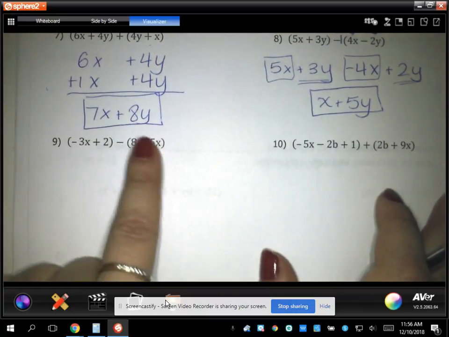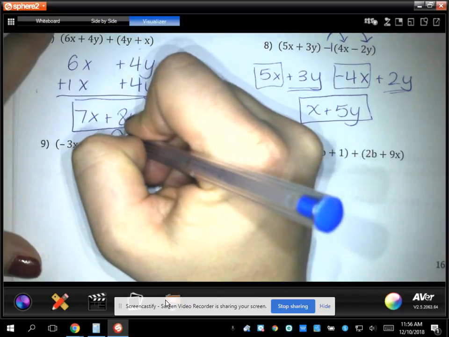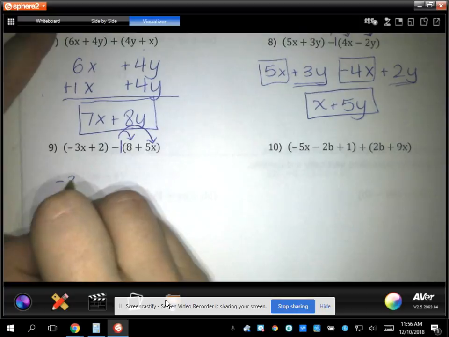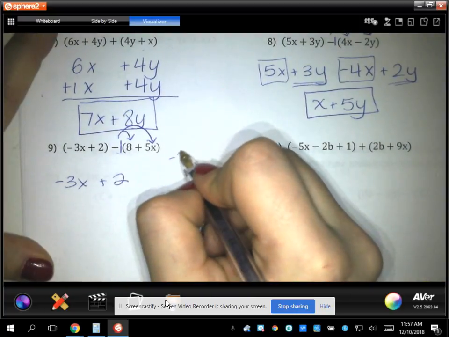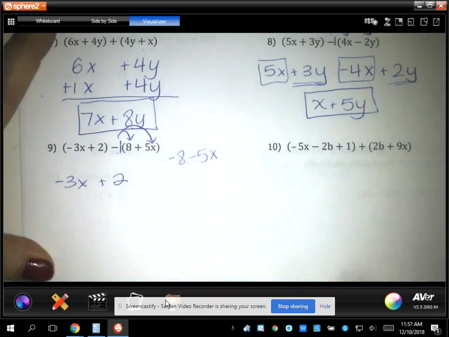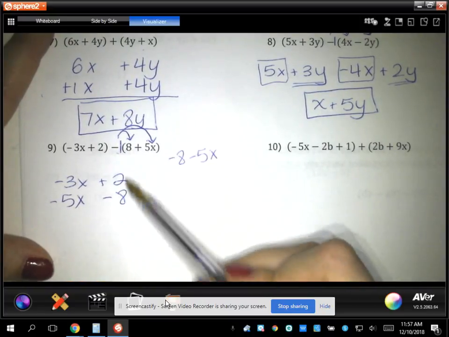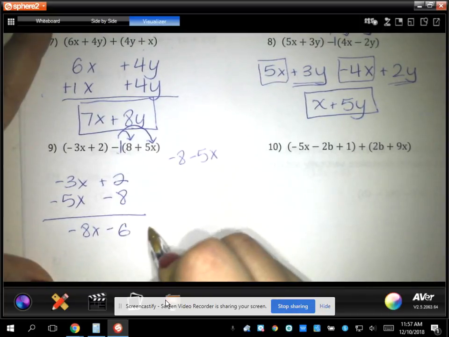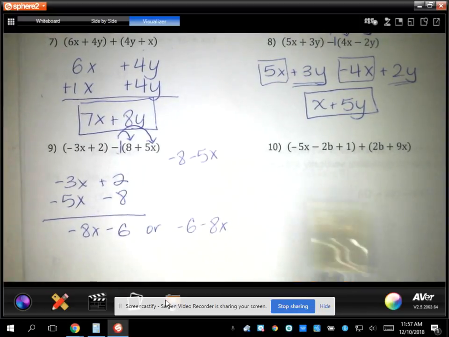All right, here's another negative sign. I'm going to make this into a negative 1, and I'm going to distribute it to all the terms inside the parentheses. So I start off with negative 3x plus 2 for my first expression. Then this is negative 8 minus 5x. I line up the like terms. This would be negative 8x minus 6, or I could say negative 6 minus 8x using the commutative property.